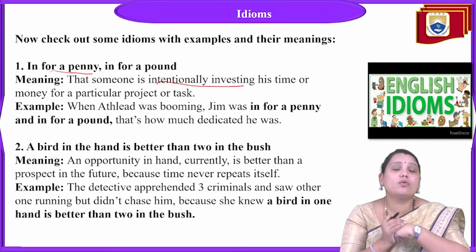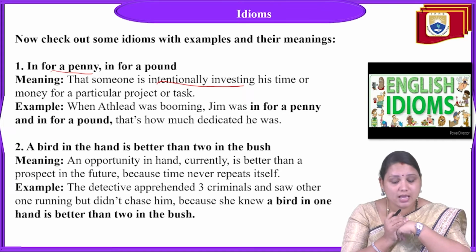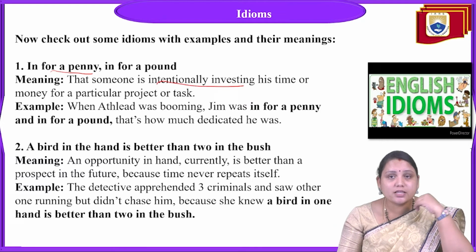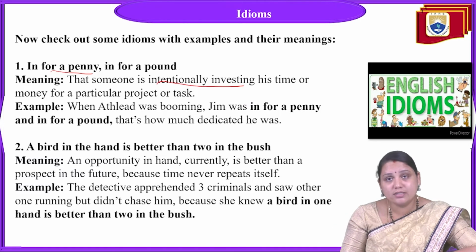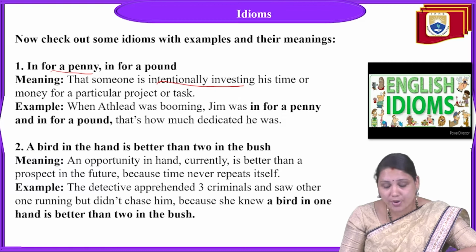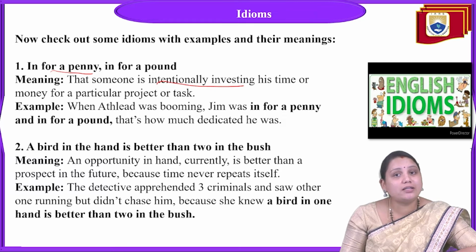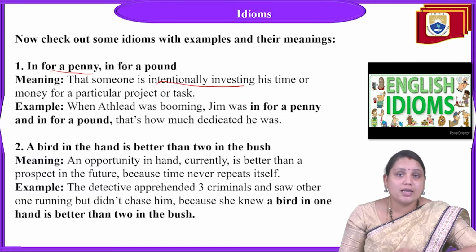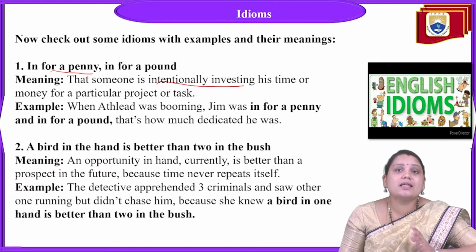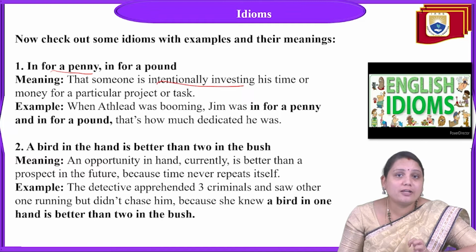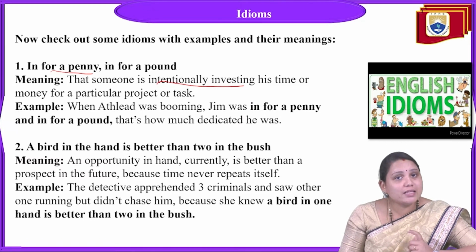Now, how are we going to use it in a sentence? Example, the detective apprehended three criminals and saw another one running, but didn't chase him because she knew a bird in the hand is better than two in the bush. Instead of chasing other people, she already has one culprit in hand. She thinks it is better to have one instead of going for two. So, in this way, we are going to use the idioms.